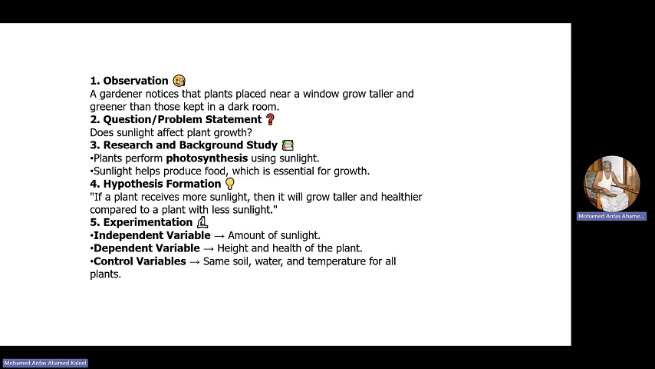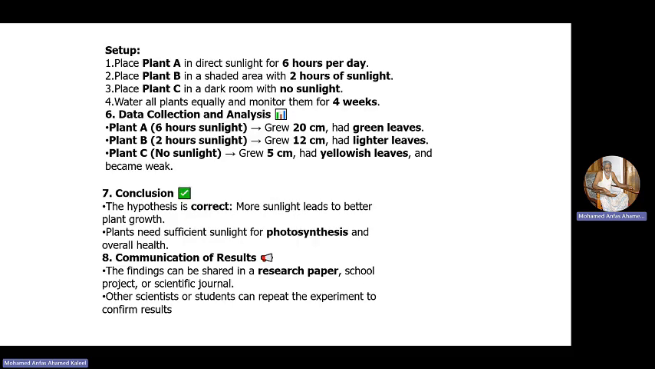In that experiment, we identify what the dependent variables, the independent variables, and the control variables are. Once it's identified, we put up a setup. We place plant A in direct sunlight for 6 hours per day. Then we place plant B in a shaded area with 2 hours of sunlight.